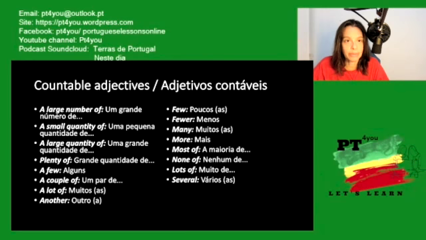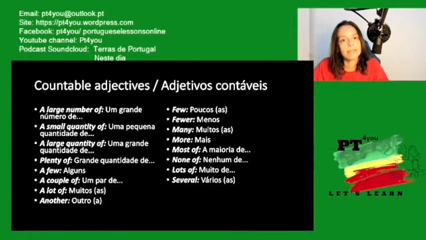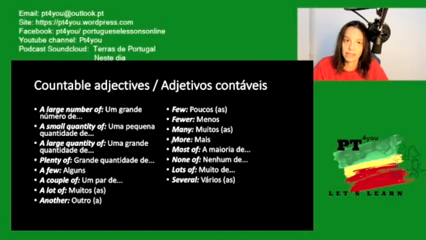Let's see some examples. Grande número de, uma pequena quantidade de, uma grande quantidade de, alguns, par de, muitos, outro, poucos, menos, muitos ou muitas, again depending on what's next, mais, a maioria de, nenhum de, muito de, vários ou várias de.